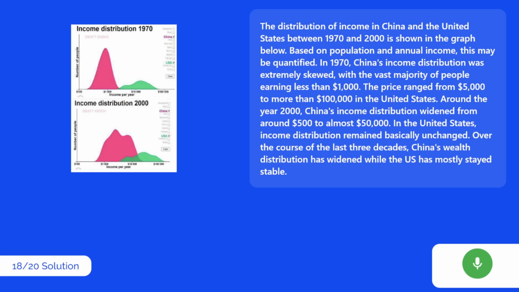Around the year 2000, China's income distribution widened from around $500 to almost $50,000. In the United States, income distribution remained basically unchanged. Over the course of the last 3 decades, China's wealth distribution has widened while the US has mostly stayed stable.